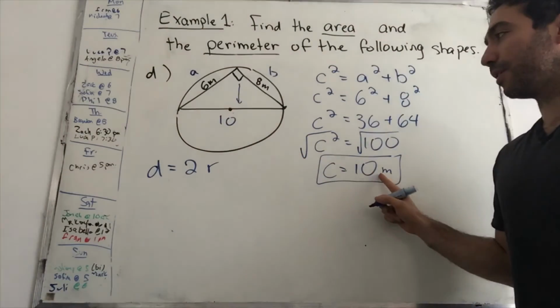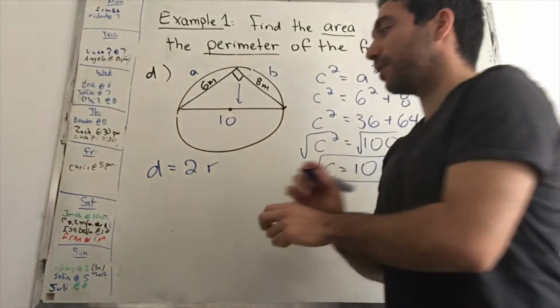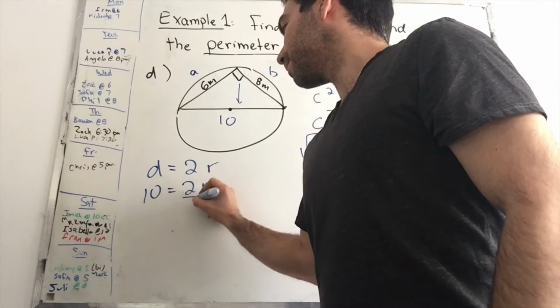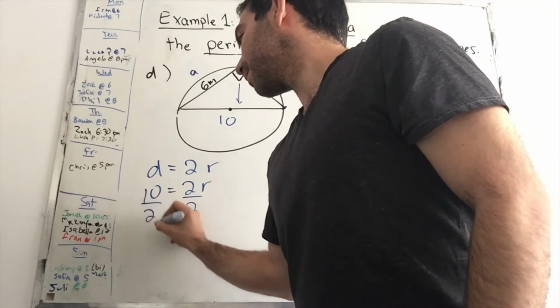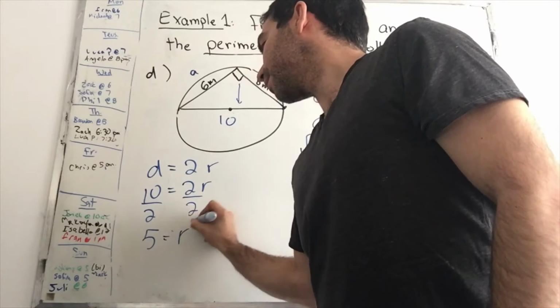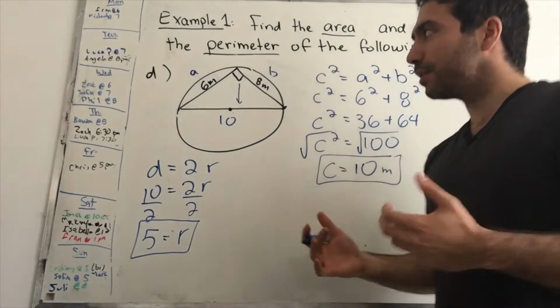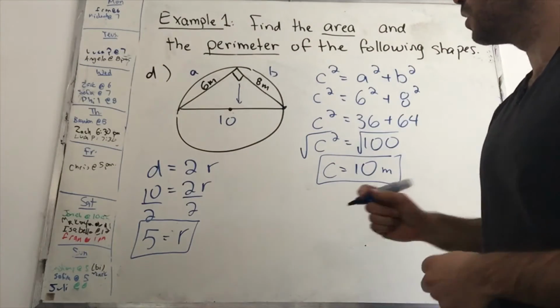Well, we have the diameter. 10 is the whole base, that's the diameter. So to find the radius, we just divide it by 2. So the radius in this case is 5. Why do we need the radius? Well, the radius is used for the area of a circle. Should we do area first?